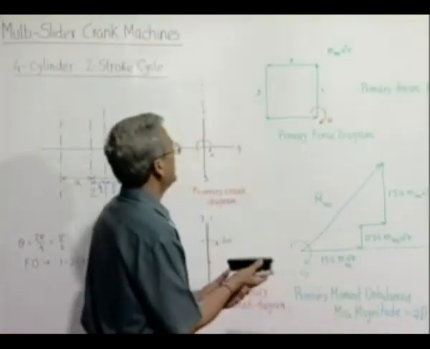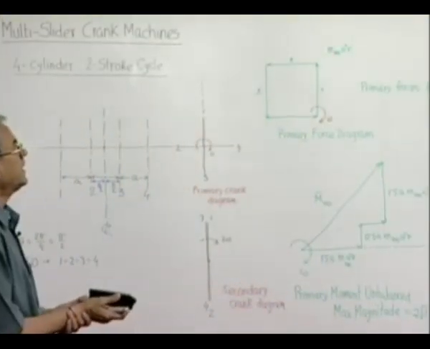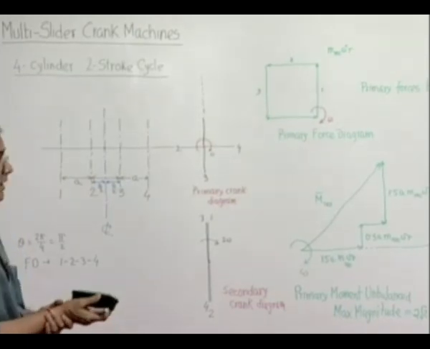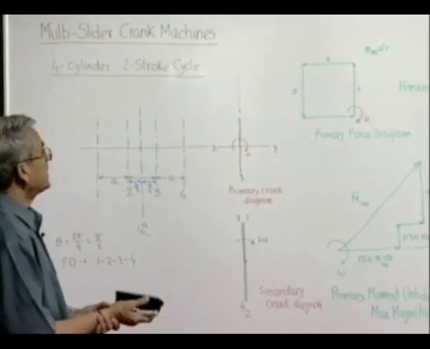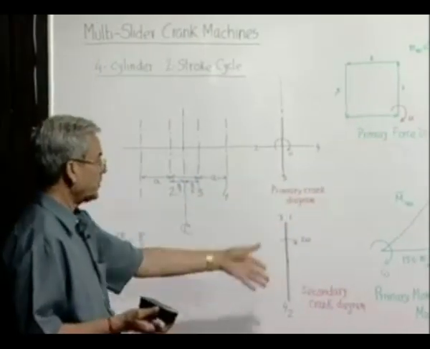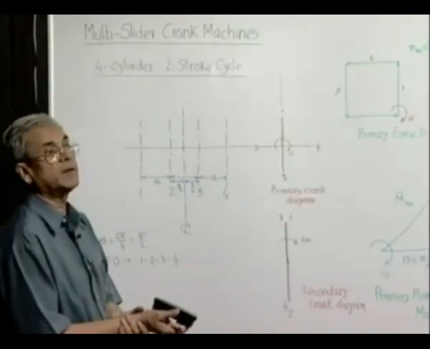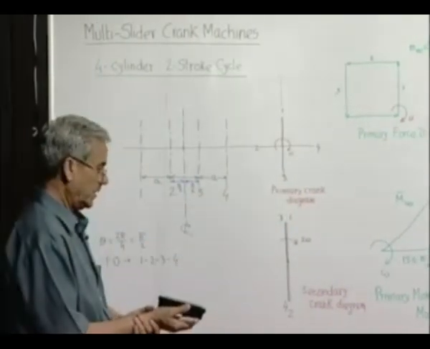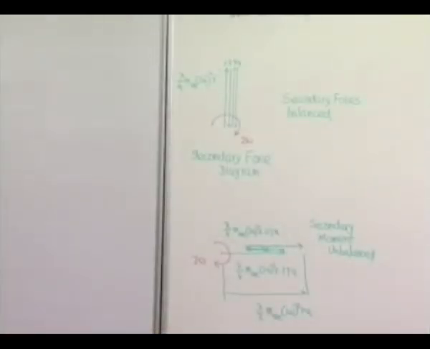So we find in a 4-cylinder inline engine operating on a 2-stroke cycle, the primary forces are balanced, the secondary forces are balanced, but both primary and secondary moments are unbalanced. Next, we will go to a more realistic case, when we take up a 4-cylinder inline engine operating on a 4-stroke cycle.